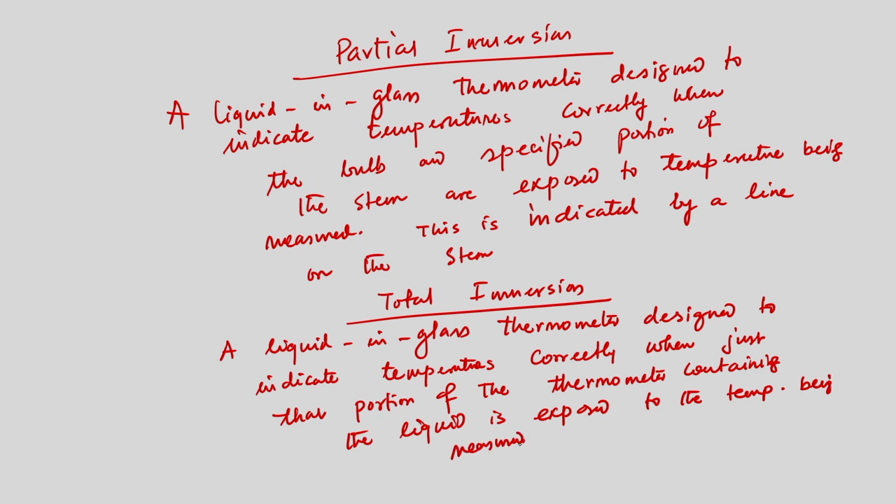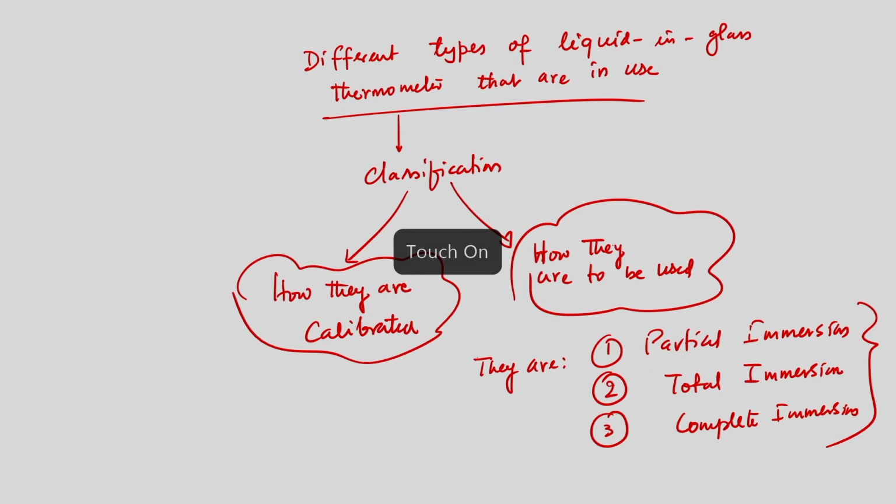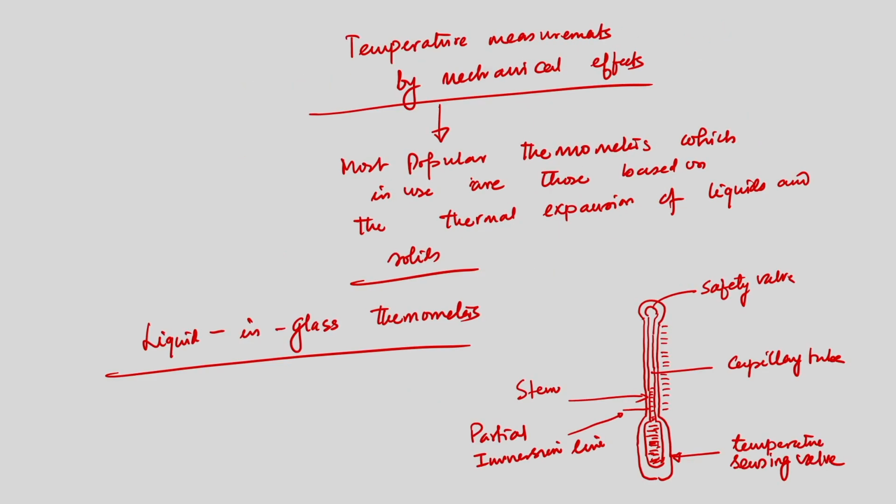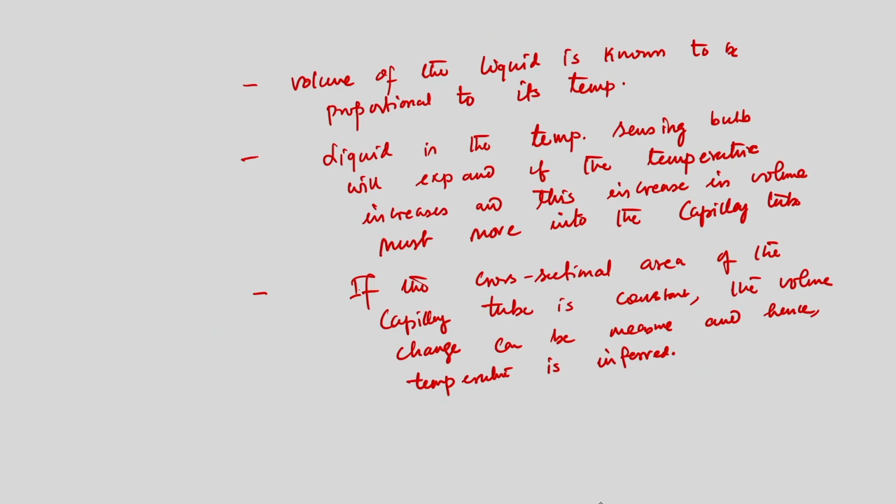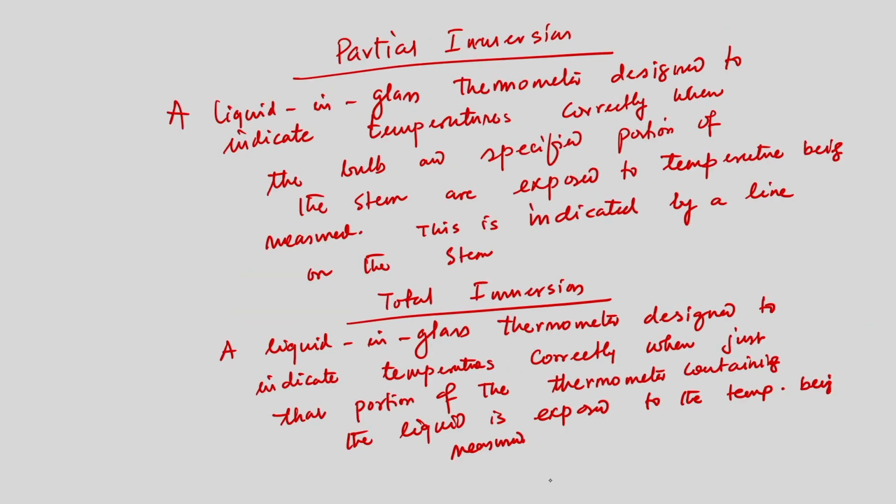So, again we have studied all this in our undergraduate text and also 10+2 level, but just to recapitulate. So, this is total immersion type, when a liquid in glass thermometer is designed to indicate the temperature correctly when just that portion of the thermometer containing the liquid is exposed. If I go back to the previous slide, it can be seen clearly that this is the temperature sensing bulb. So, just that portion of the thermometer containing the liquid is exposed to the temperature being measured.